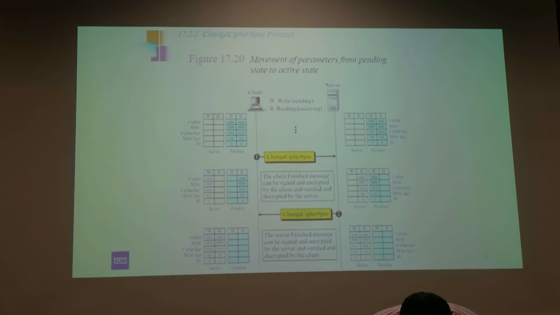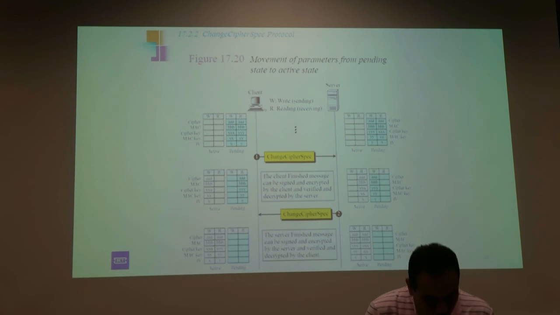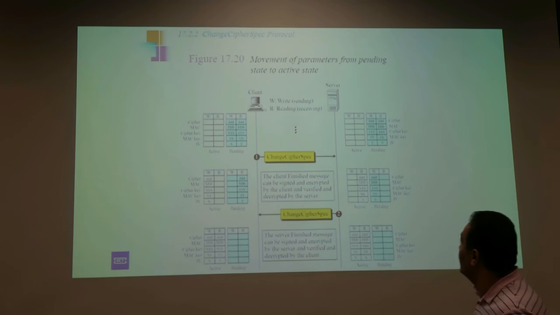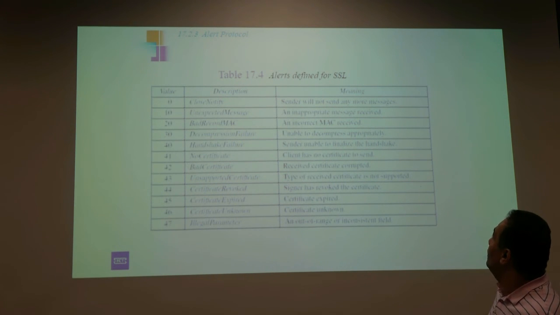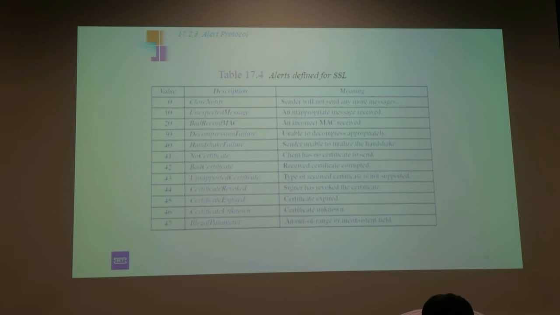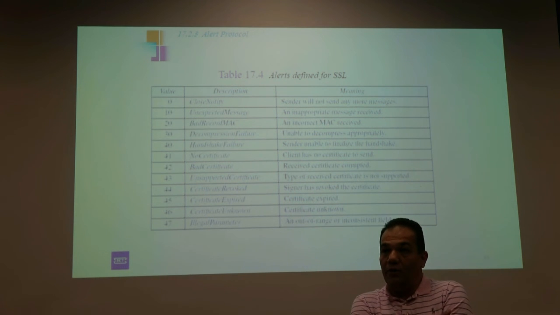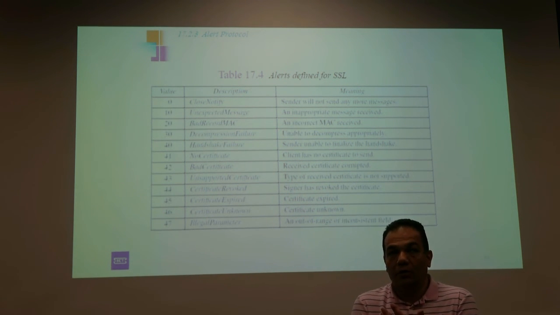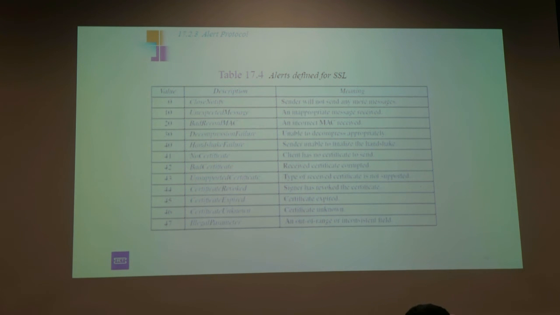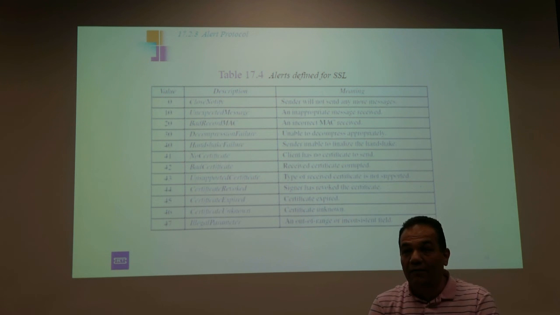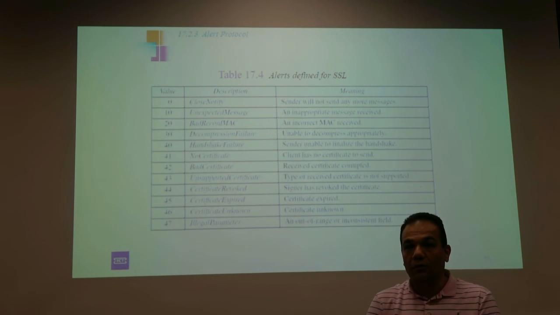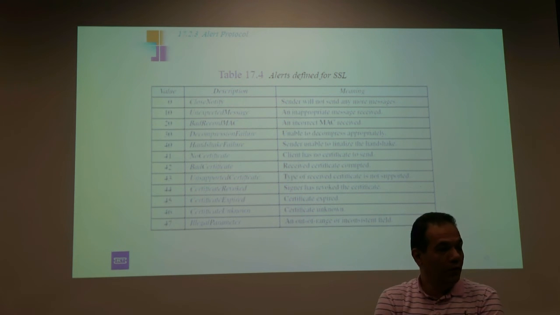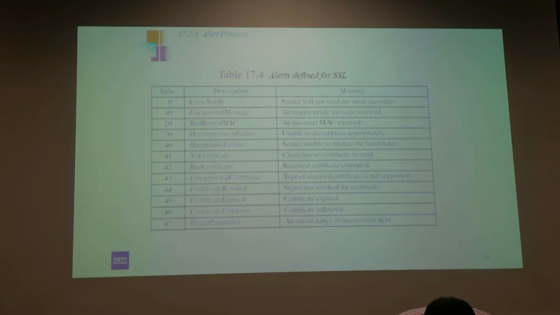What is the next protocol after that? The alert. Alert is easy. SSL uses the alert protocol for reporting errors and abnormal conditions. Could it happen? Always. So you need to have reporting. It has only one message type, the alert message, that describes the problem and the level. So what are the 2 levels we have? Warning and fatal. That's it.